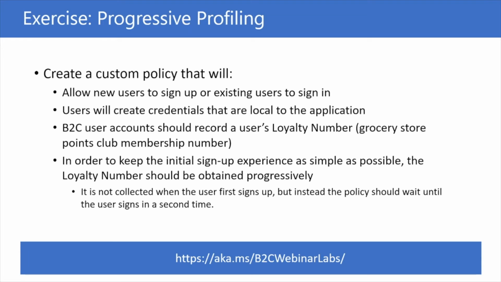The B2C user account should record a user's loyalty number. Again, this is that grocery store points club membership type of number. But we don't want to bother the user too much when they first sign in to our application, when they're first signing up. If you gather too much information from them, you might scare them away. And so we're just going to keep their initial sign up very, very basic. But the next time they sign in, we're going to realize that we haven't gathered all the information that we need from them, and we're going to prompt them for some additional information, specifically their loyalty ID number.